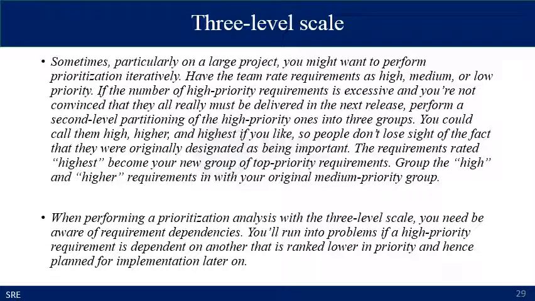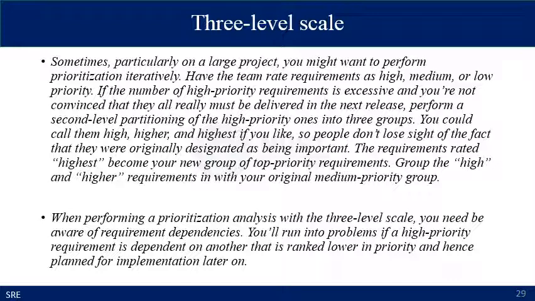Sometimes, particularly on a large project, you might want to perform prioritization iteratively. First have a team rate the requirements as high, medium or low. If the number of high priority requirements is excessive and you are not convinced that they are all really must be delivered in the next release, perform a second level partitioning of the high priority ones into three different groups again. You could call them high, higher, and highest if you like, so people don't lose sight of the fact that they were originally designated as important. The requirements rated highest become your new group of top priority requirements, grouped with the high and higher requirements in your original medium priority group.